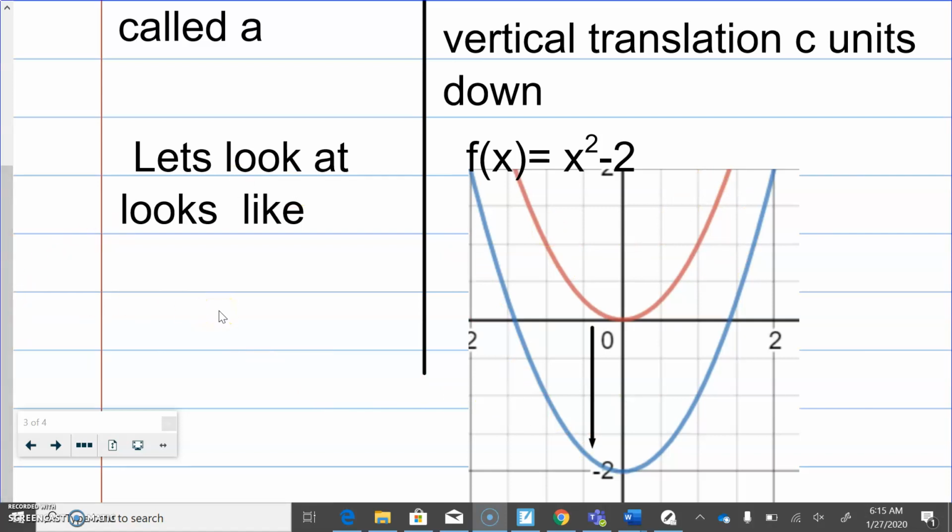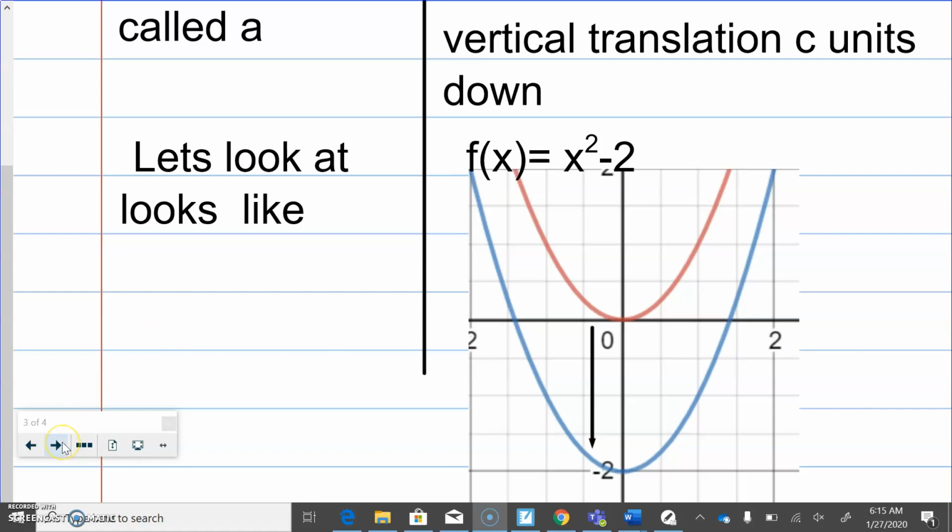Adding will move it up. Subtracting will move it down. And this will all still take place while a is doing what we talked about previously, either shrinking, making it thinner or wider, which we talked about in terms of a vertical stretch or a vertical shrink.